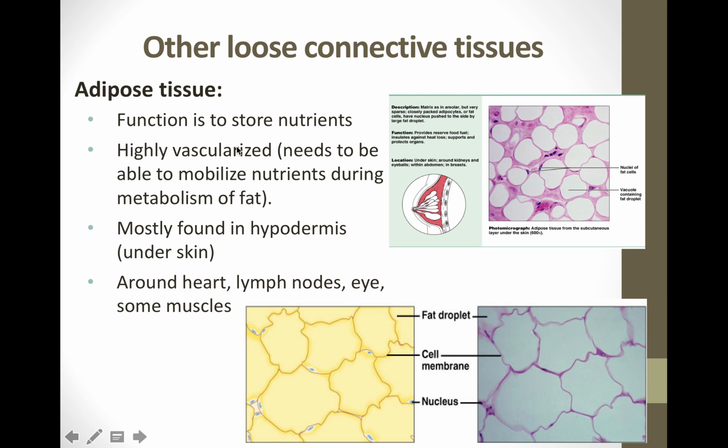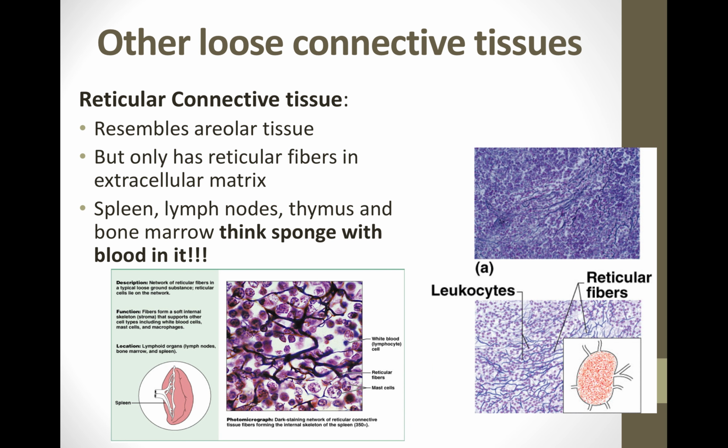These tissues are highly vascularized because if you want to store your energy, you basically want to make sure whenever you need that energy, you can tap into it. So you send a lot of blood vessels to this type of tissue, making sure it's vascularized and that energy is easily tapped into if necessary. You can find this type of tissue around the heart, as well as in your lymph nodes and around the eye muscles, I should say.